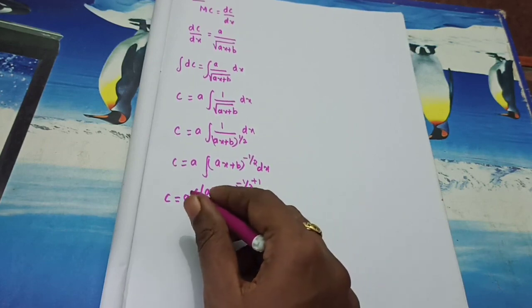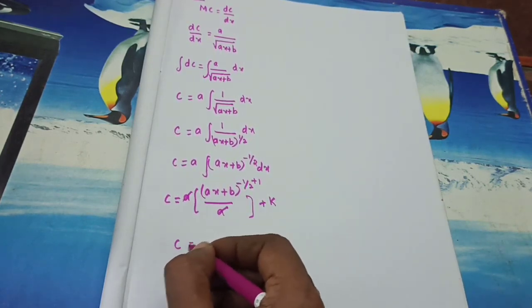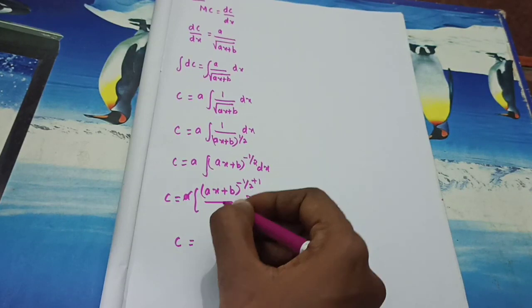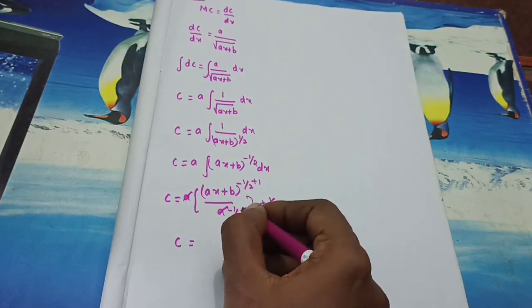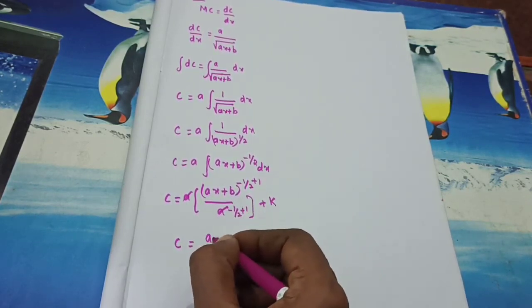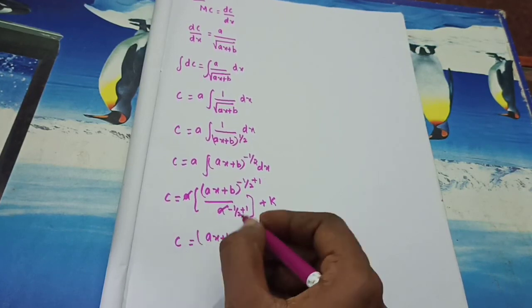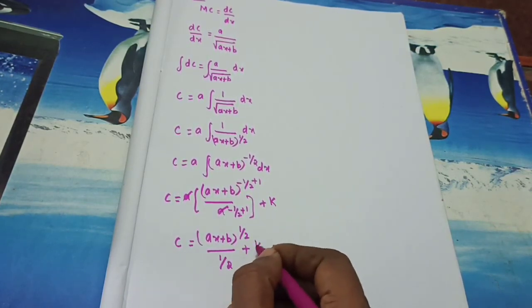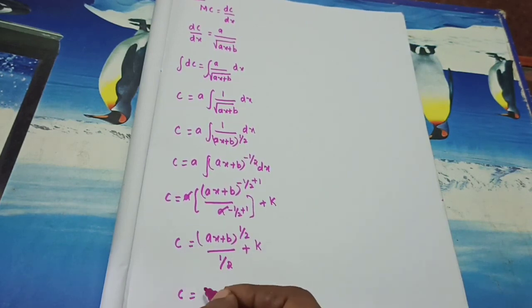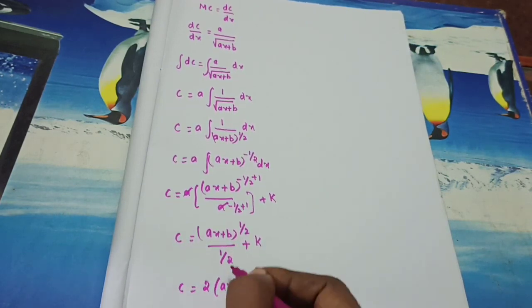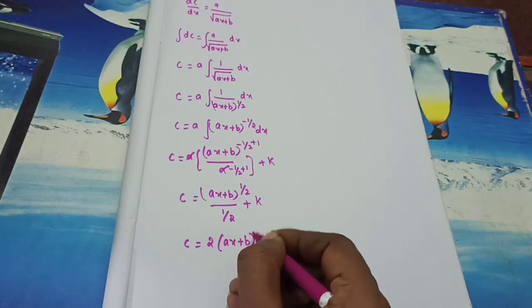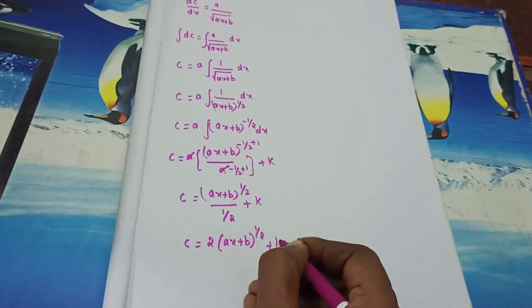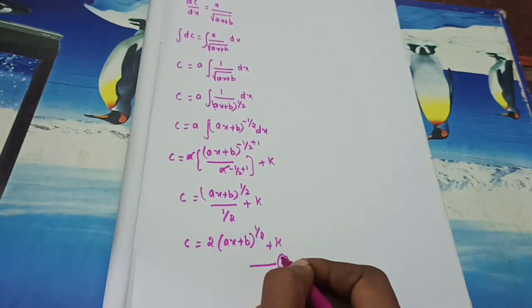So this and this will get cancelled. What's the value? C equal to a into minus 1 by 2 plus 1. Is it right? So you get ax plus b the whole power 1 by 2 divided by 1 by 2 plus k. If you bring this 1 by 2 here, c equal to 2 into ax plus b the whole power 1 by 2 plus k. Take it as equation number 1.